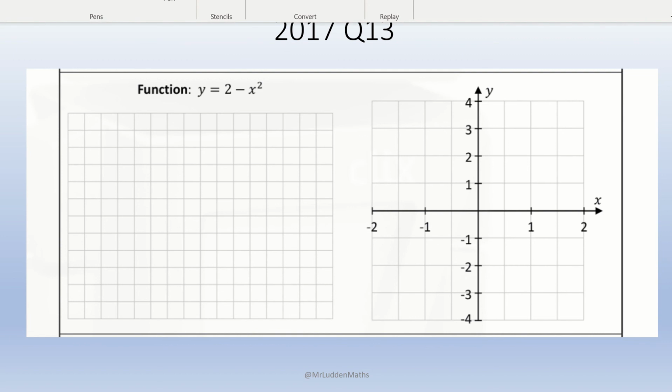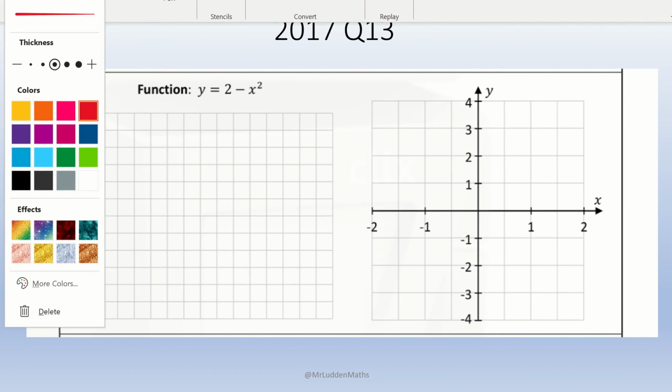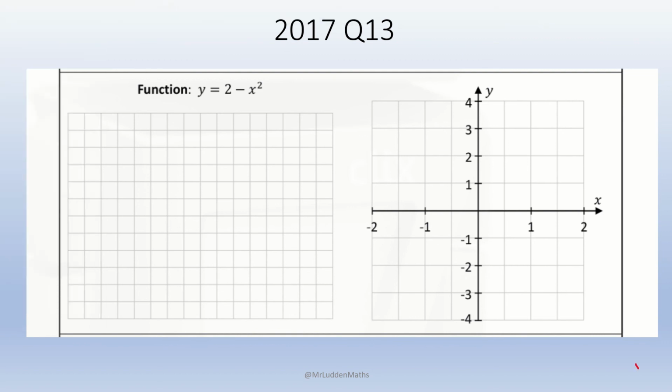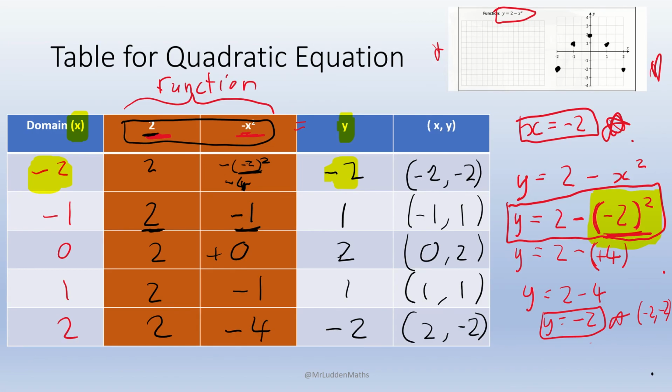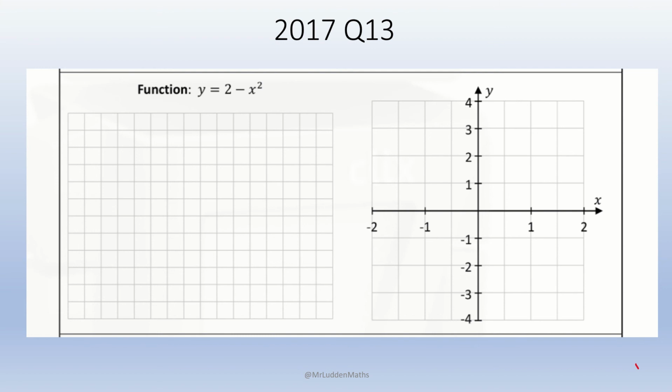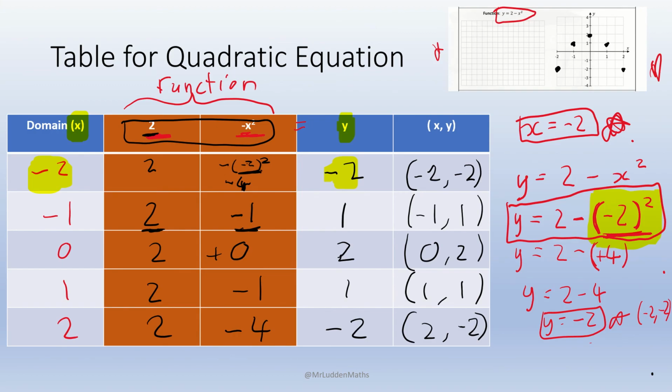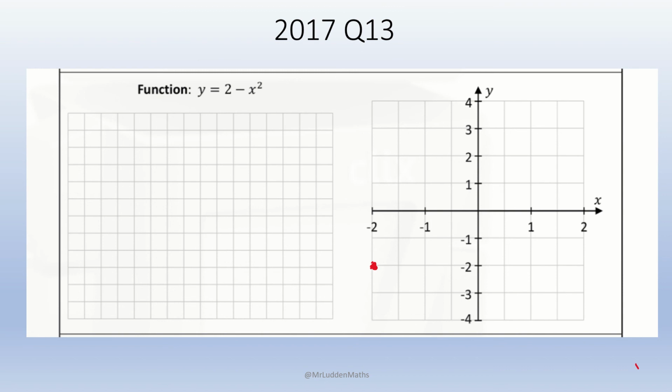And I'm going to use my red pen. So the points here were, if I remember, let's go back because I forget what they were. Minus 2 is going to go there. Minus 1, 1 is going to go there. And from here I can finish this off. I had the point 0, 2. I had the point 1, 1. And I had the point 2, minus 2.